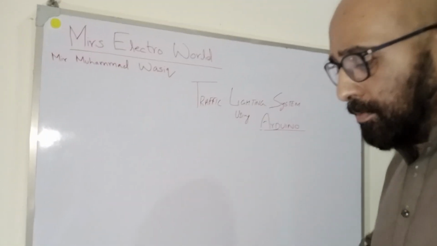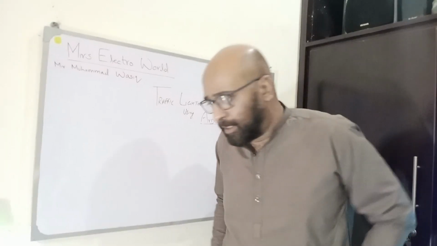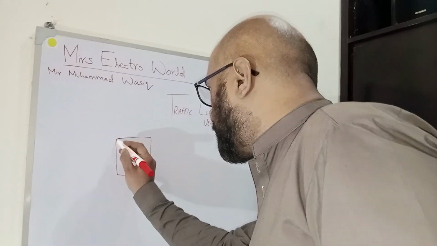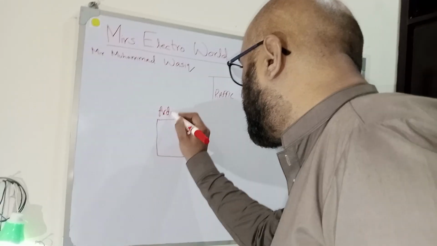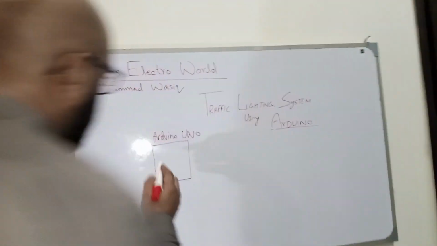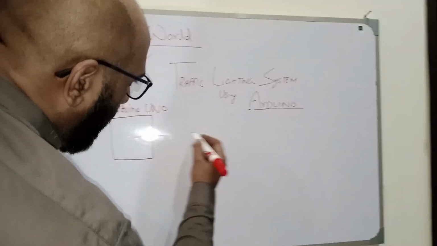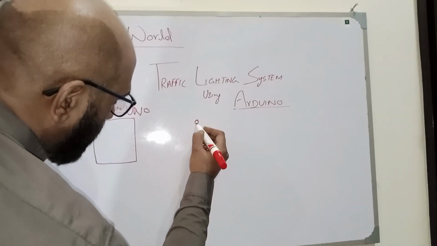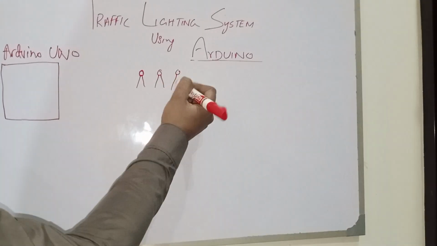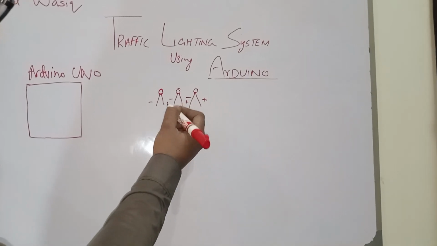Now the task is to control LEDs with the Arduino microcontroller. So we need an Arduino microcontroller. Let's suppose this is my Arduino Uno. This is the Arduino Uno, and these are the LEDs here. This is the first LED, this is the second LED, and this is the third LED. Now these are the negatives and these are the positives of the LED.